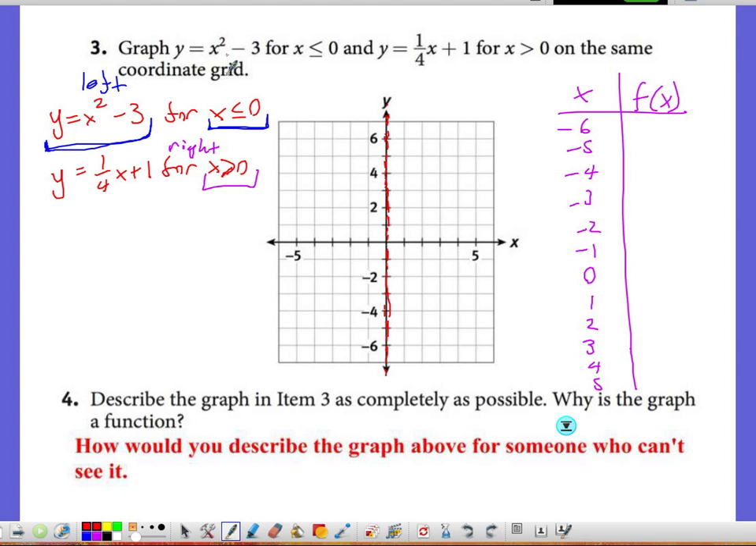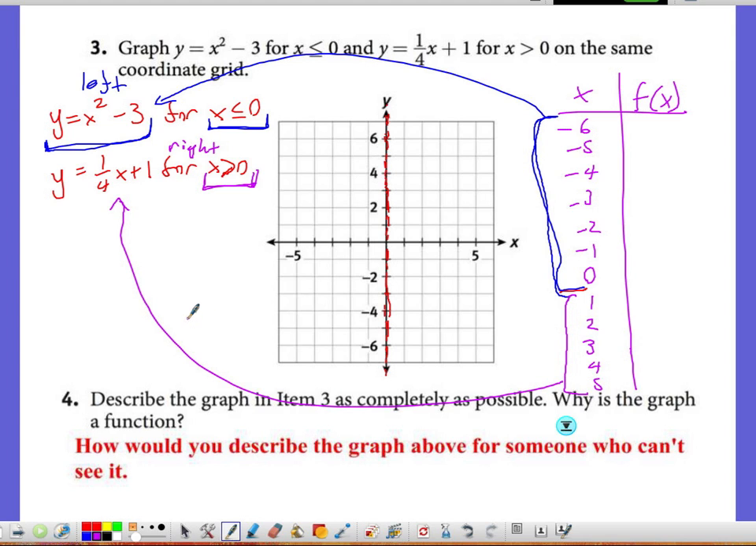Again, looking at the domain restrictions, x is less than or equal to 0. Well, what numbers are less than or equal to 0? Well, that includes 0 and all the numbers below 0, or all the other negative numbers. So these numbers I'm going to plug into the first function rule. And if we take a look at the other function rule, we have x is greater than 0. Well, what numbers are greater than 0? That's going to be 1, 2, 3, 4, 5, and those numbers I'm going to plug into this function.